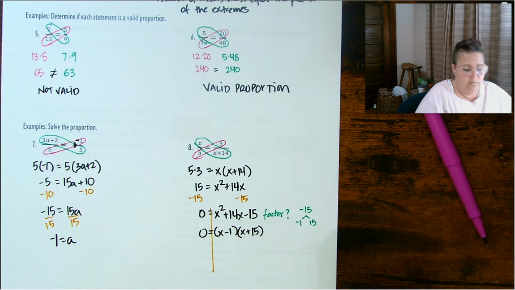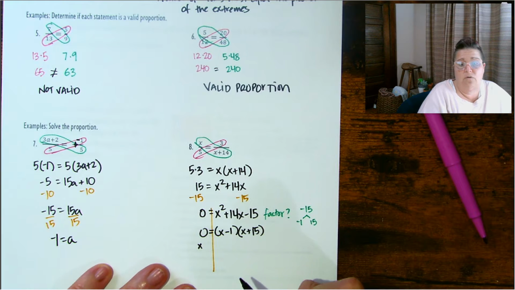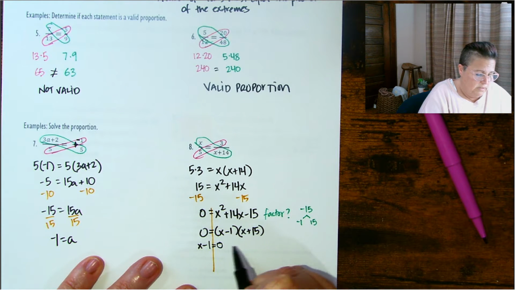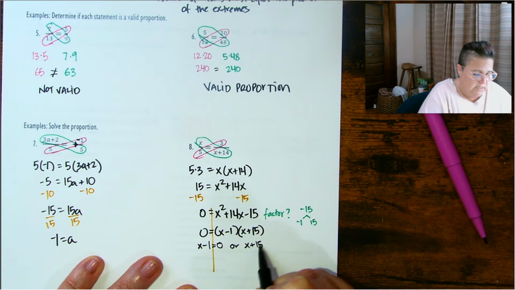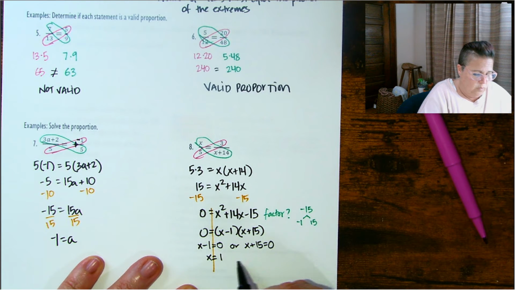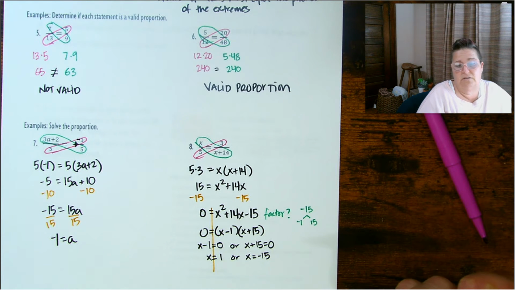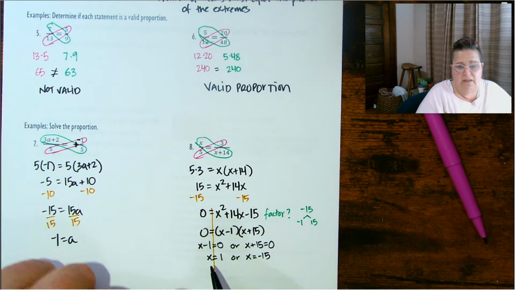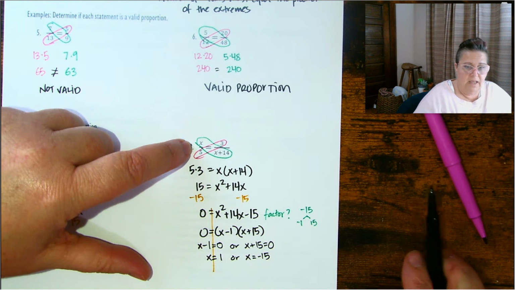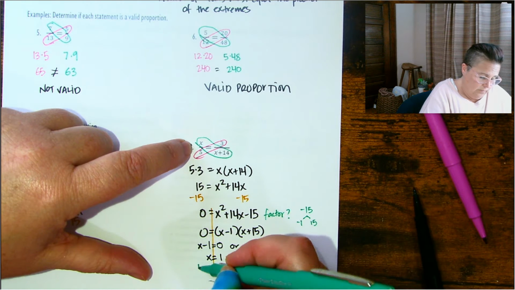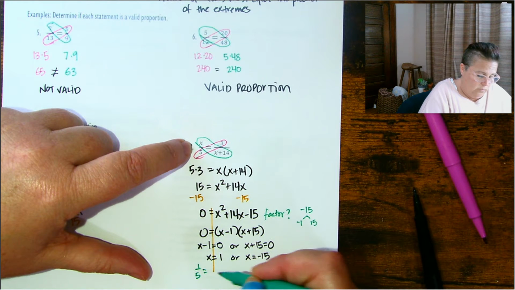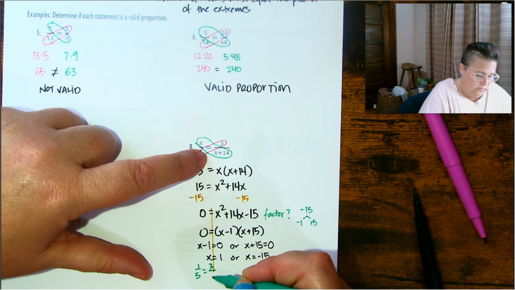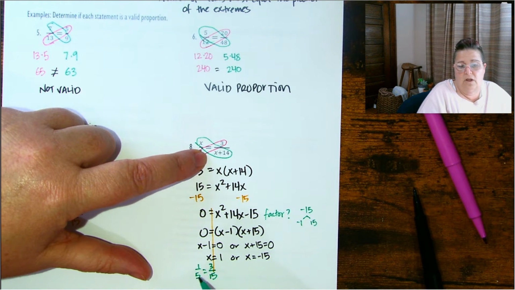Together, they multiply to give me 0. So according to the zero factor property, x minus 1 is equal to 0, or x plus 15 is equal to 0. My x would be 1, or my x could be a negative 15. Based on these solutions, I will check them. If x is 1, then I have 1/5 would be equal to 3 over 1 plus 14 is 15. Cross multiply, I get a 15 and a 15. So the 1 checks and is a valid answer.